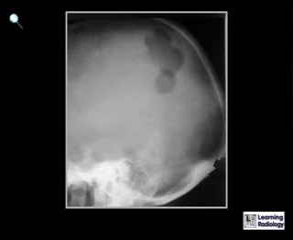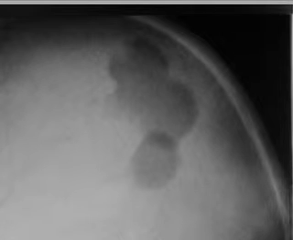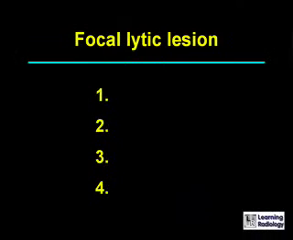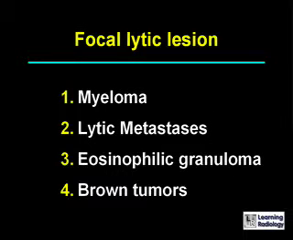Here's the next differential. Pause the player. The differential is for a focal lytic lesion. There are 4 major causes. Pause the player. The 4 major causes of a focal lytic lesion in bone include multiple myeloma, lytic metastases, eosinophilic granuloma, and brown tumors.